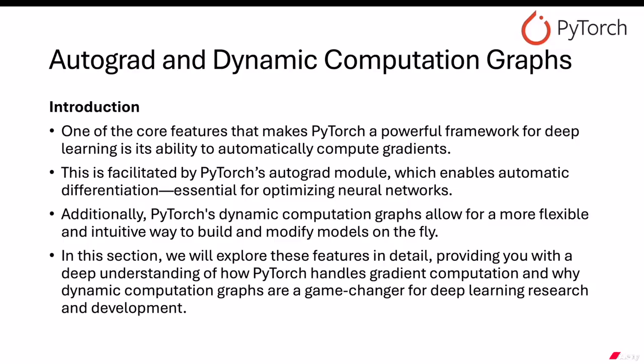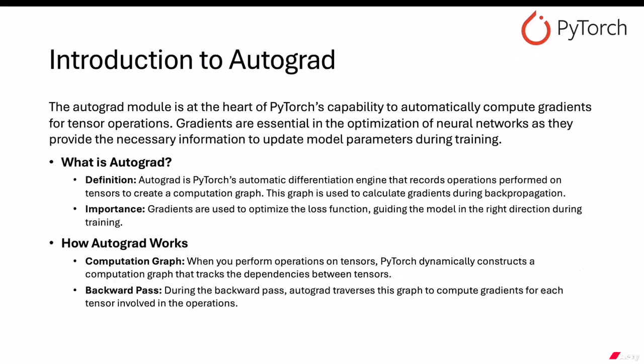Additionally, PyTorch's dynamic computation graphs allow for a more flexible and intuitive way to build and modify models on the fly. In this section, we will explore these features in detail, providing you with a deep understanding of how PyTorch handles gradient computation and why dynamic computation graphs are a game changer for deep learning research and development. Let's go over the introduction of Autograd. The Autograd module is at the heart of PyTorch's capability to automatically compute gradients for tensor operations.